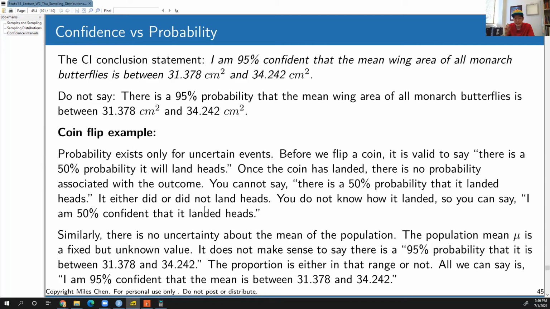We don't know what it is, but it's incorrect to talk about the probability that this quantity is between here and here, okay? All we're saying is that, based on this technique of creating a confidence interval, I'm 95% confident that it's within this range, but it's incorrect for us to say that there's a 95% probability that it's in the range.